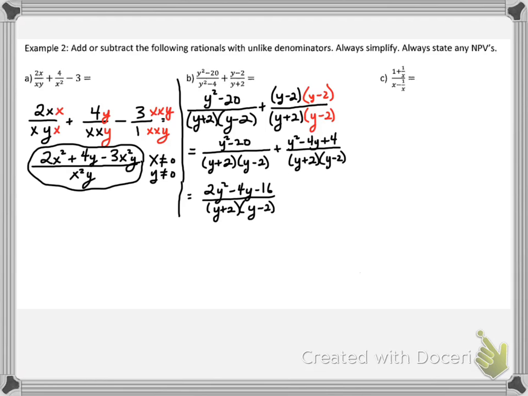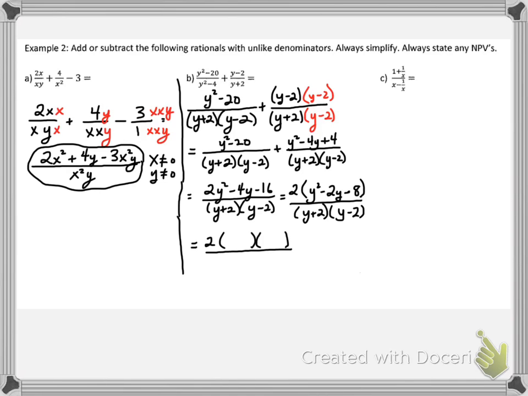I'm going to factor a 2 out of that. And then I can factor the y squared minus 2y minus 8 into two binomials, which will be (y minus 4)(y plus 2). Now I can cancel the y plus 2's to get a final answer of 2 times (y minus 4) over y minus 2, and y cannot equal positive or negative 2.